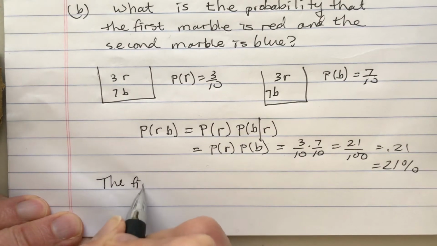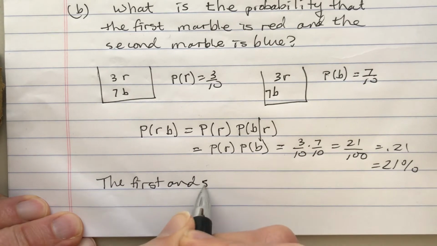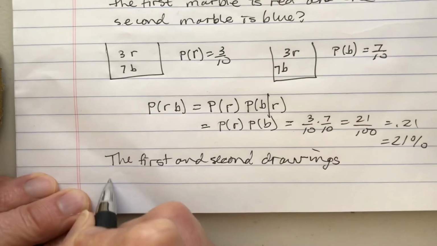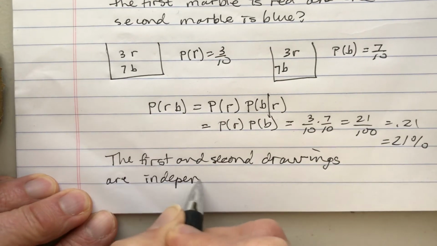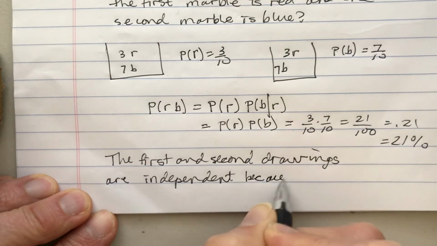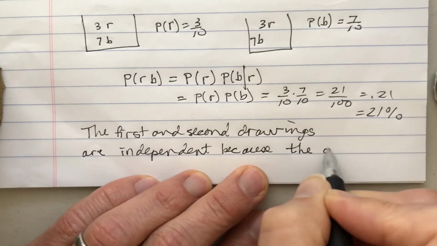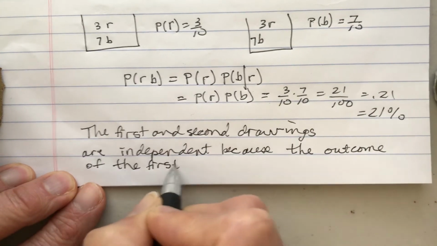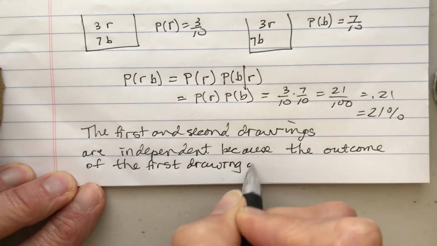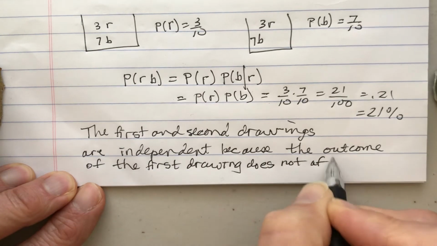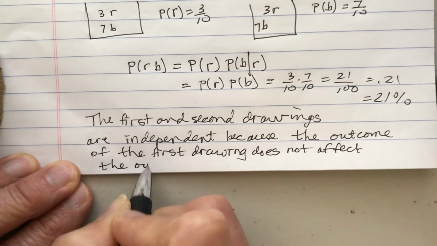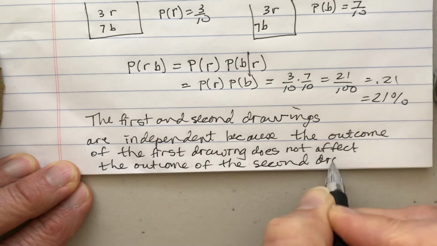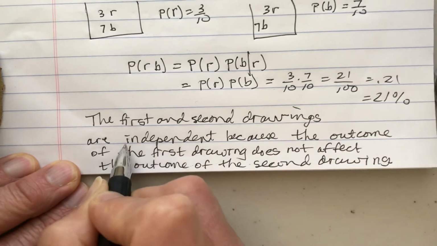The first and second drawings are independent because the outcome of the first drawing does not affect the outcome of the second drawing. So that's a very important word. They're independent.